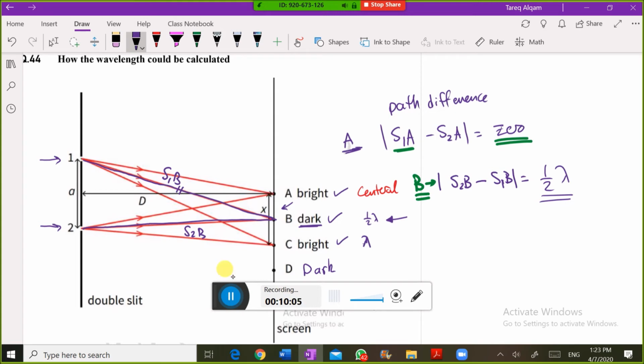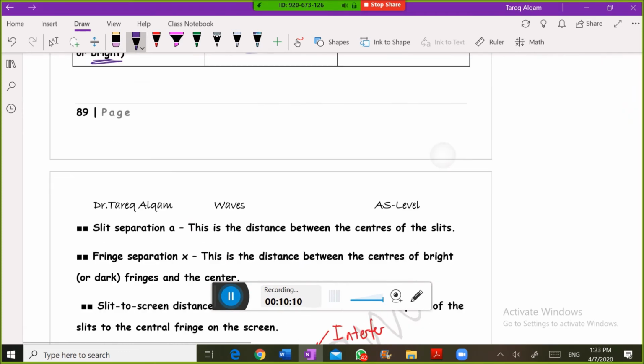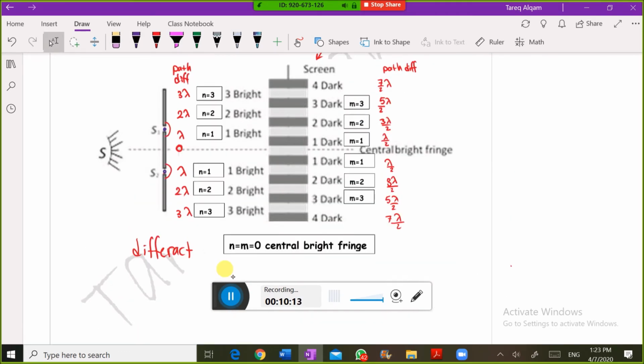The first bright region, as I explained here, the path difference, what will it be? Lambda from S1 to S2. The second bright region, the path difference between S1 and S2 at this point is 2 lambda. For the third bright region, it is 3 lambda, and so on. At the dark regions, the first dark region is half lambda, then 3 over 2, then 5 over 2, and so on.